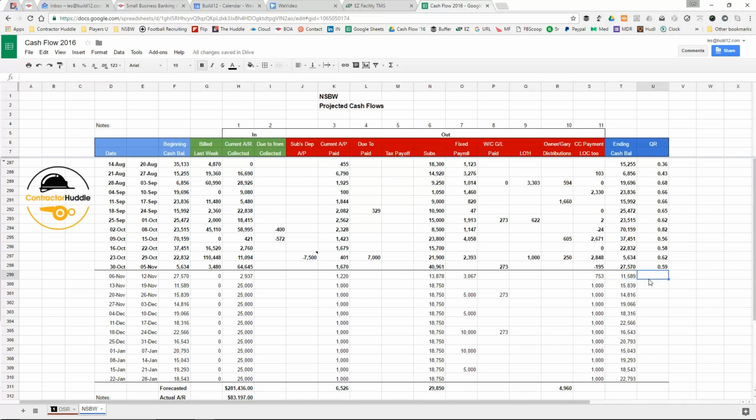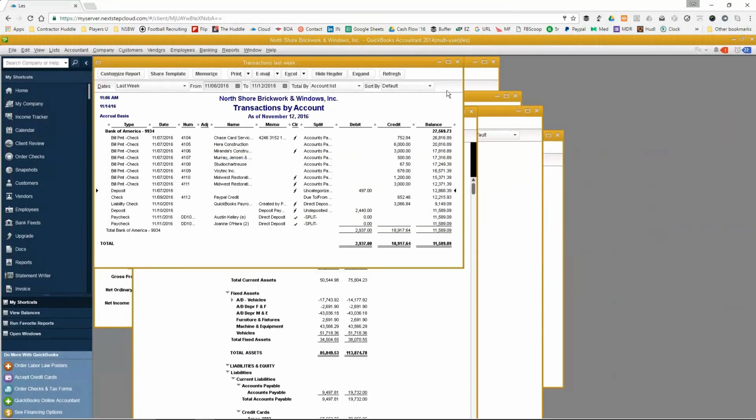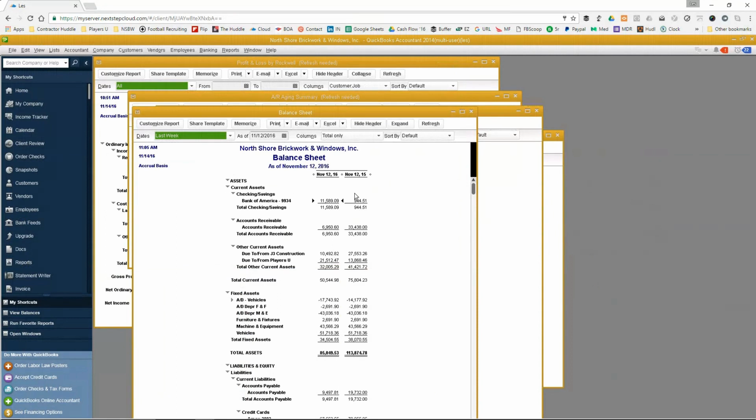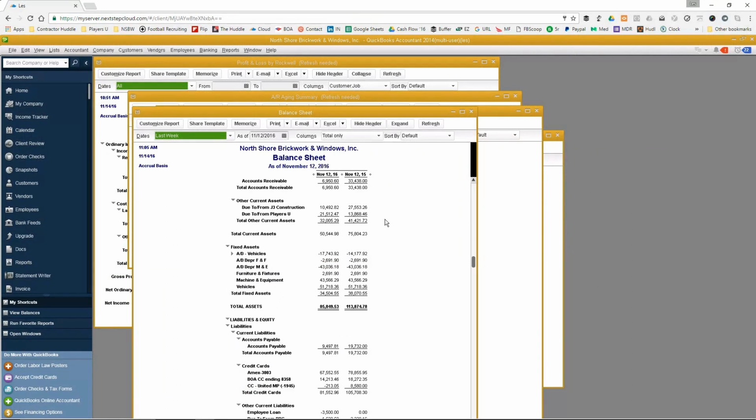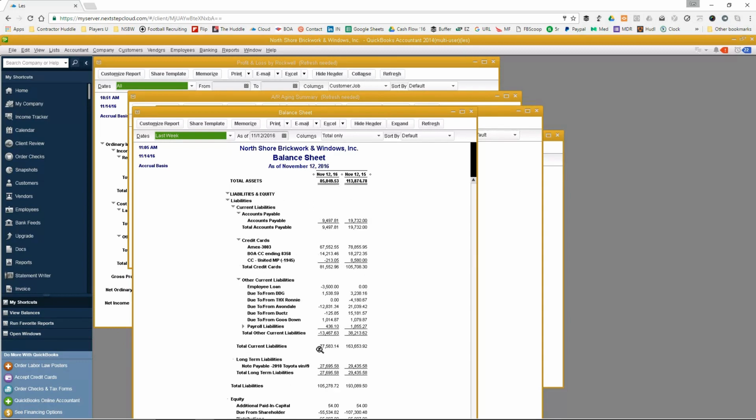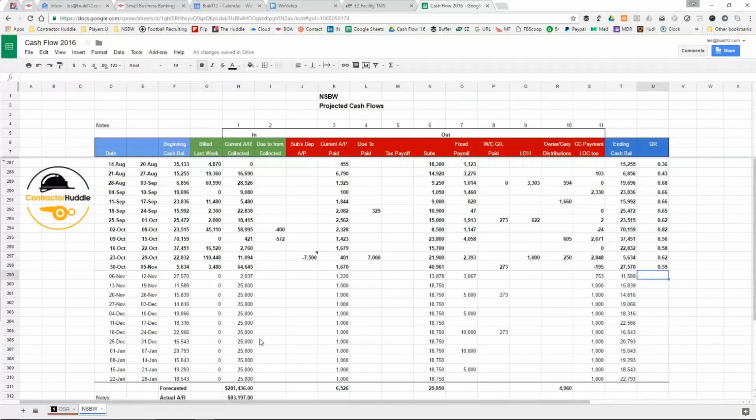So we have one more column to add in here, and it's real simple. So your quick ratio is always going to be your current assets divided by your current liabilities. So my current assets right here is 50,544. Divided by my current liabilities, which is 77,583. I divide those and I come up with 0.65. So now over here, I'm going to put that 0.65.